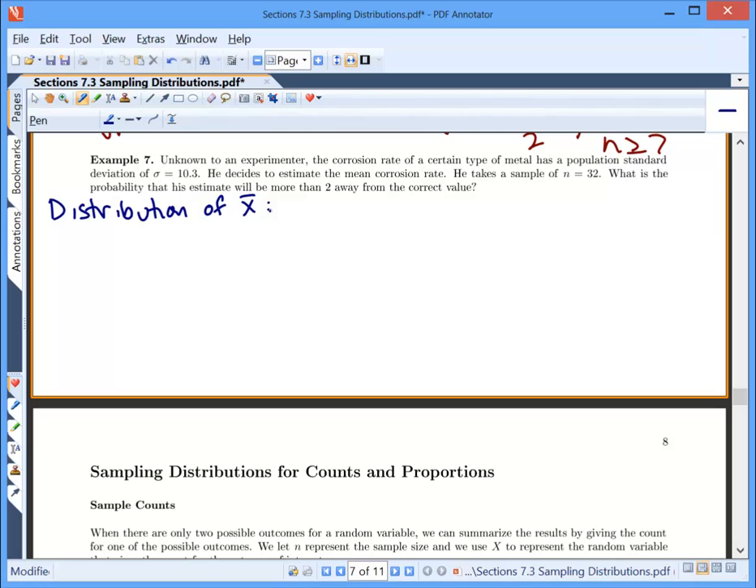They didn't tell us the shape of the original population, but they did tell us that our sample size is at least 30, which means that we are guaranteed to have a normal distribution. Also, the mean for x bar is always equal to the mean of the original distribution, and we don't know that, so we'll leave it as mu. And sigma for x bar is equal to the original standard deviation over the square root of n. So 10.3 over the square root of 32, so 1.82.